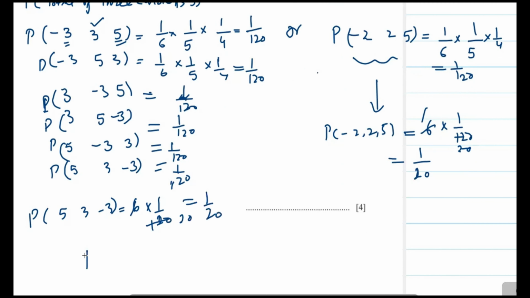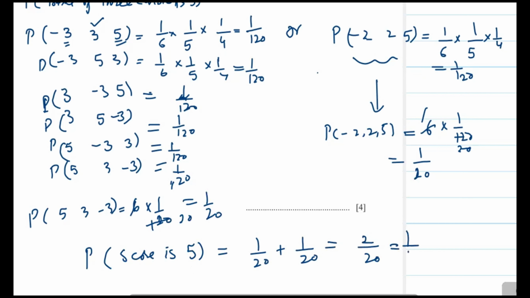Now the probability of score is 5. That will be equal to 1 over 20 plus 1 over 20. And that can be written as 2 over 20. The answer will be 1 over 10. This 1 over 10 will be the answer.